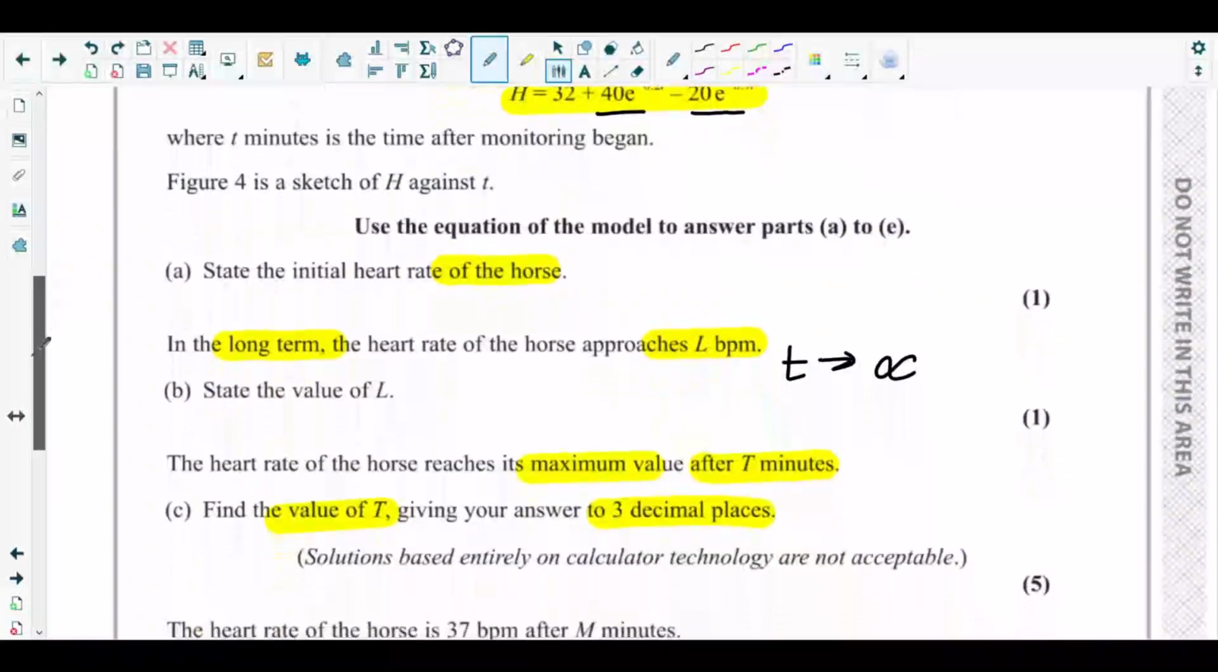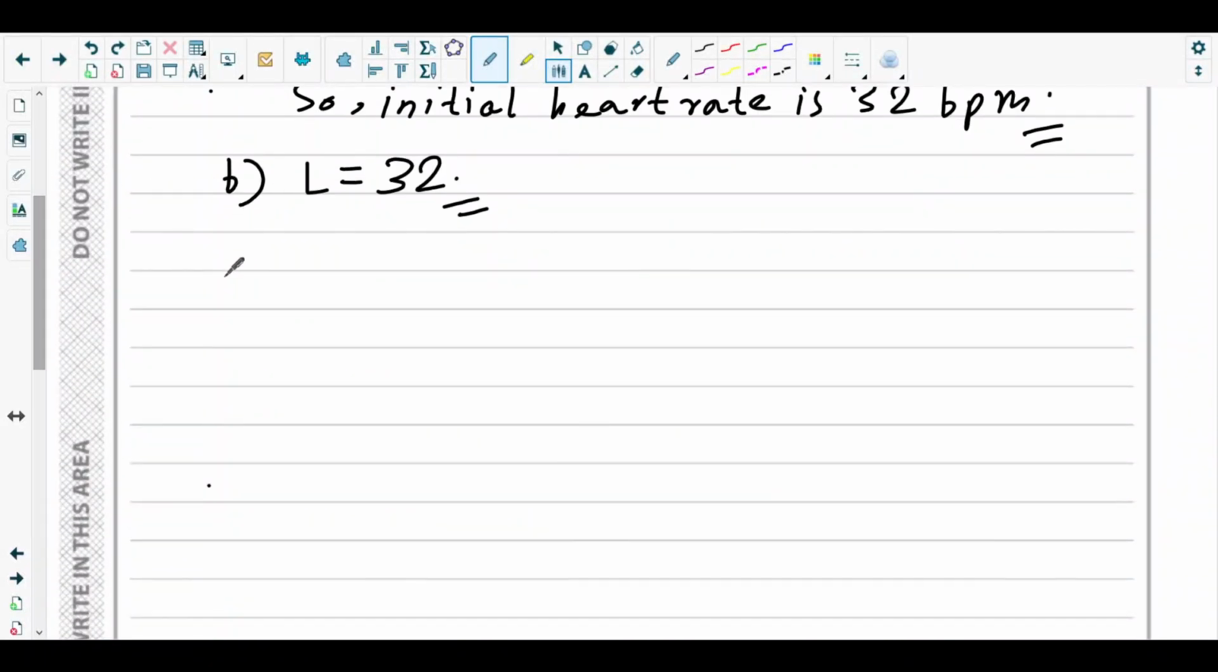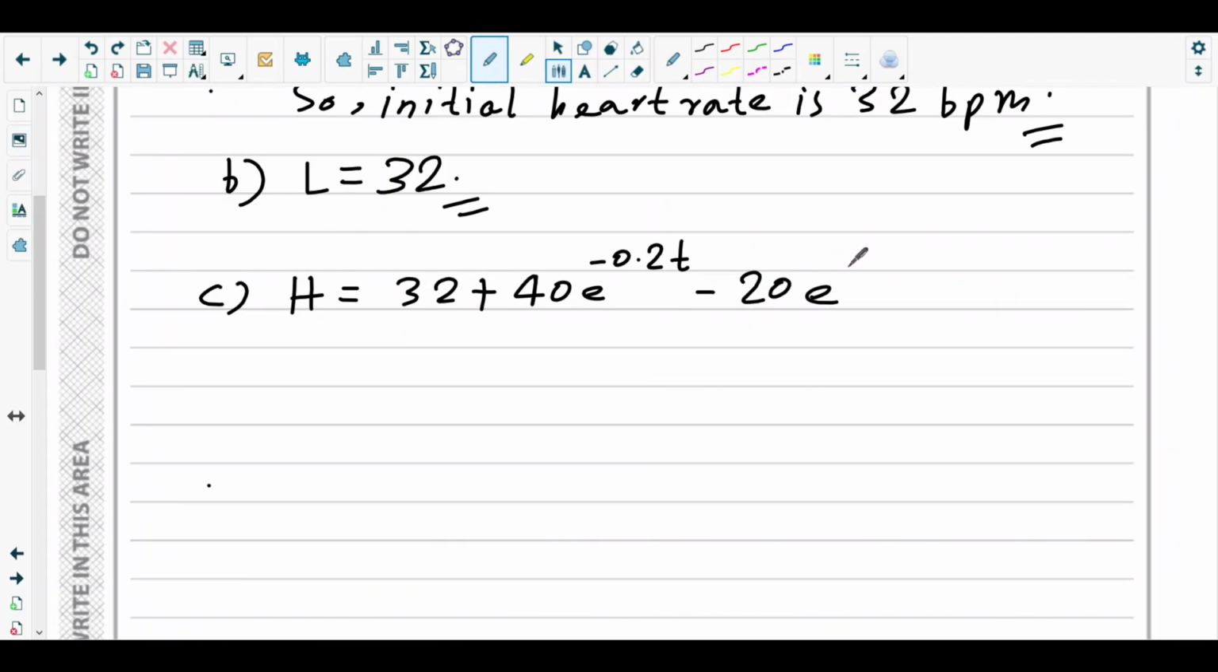At that point, the rate of change of heart rate is at its maximum, so dH/dt equals 0. Right at first we need to differentiate. Let me write the equation first: H equals 32 plus 40 e^(-0.2t) minus 20 e^(-0.9t). Okay, fine. So now let's differentiate.